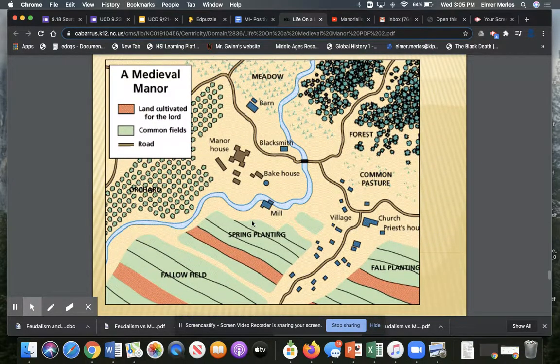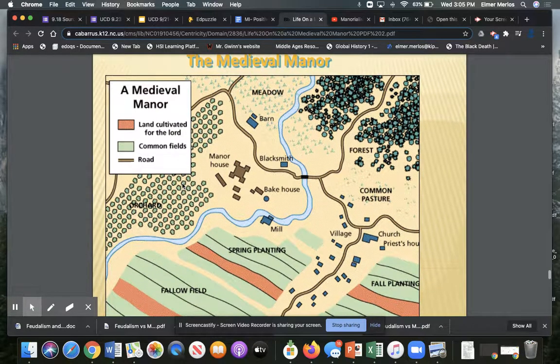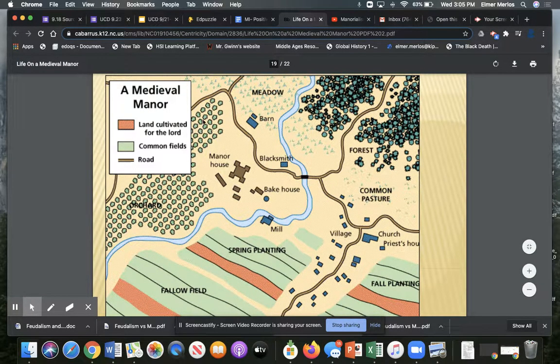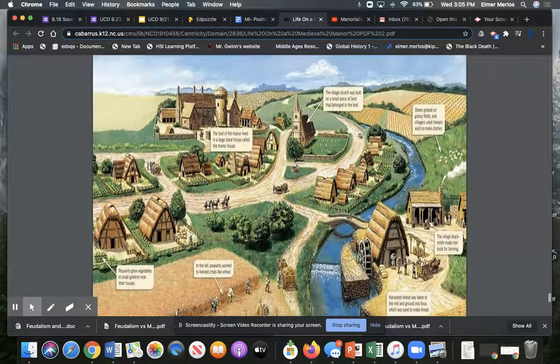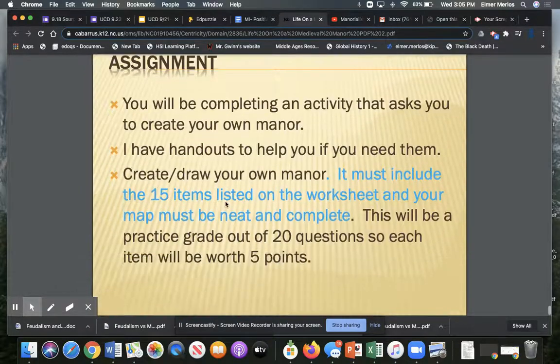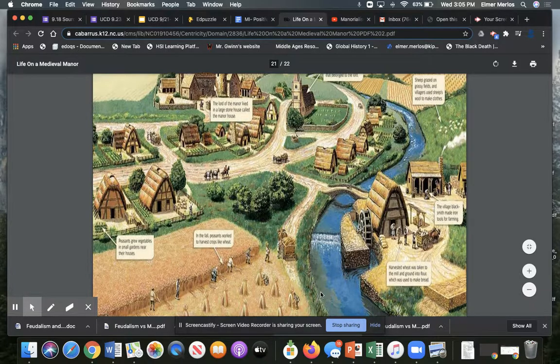Here's another one. Where's the big home? Here it is. The manor house. Here it says roads, but this was not a situation where you had highways. This might be a walkway, right? Roads were not a thing because this was a small area, right? And you're trying to avoid going in and out of the manor. We saw this manor already. Again, the manor was the economic aspect of feudalism.